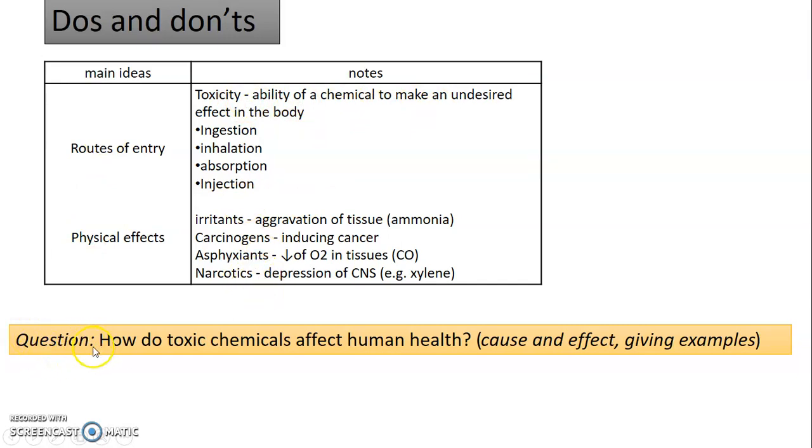So the example question is, how do toxic chemicals affect human health? And in brackets you can see cause and effect, given examples. It means that you need to answer this question looking at these notes using the language of cause and effect and the language of giving examples. All right, you can pause your video. Look at the notes and answer this question and see what kind of answer you come up with.